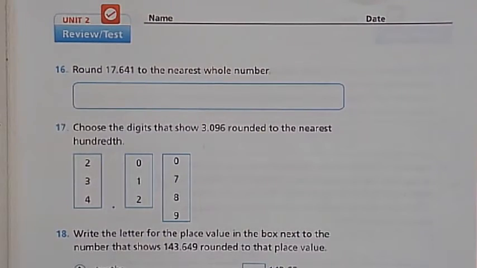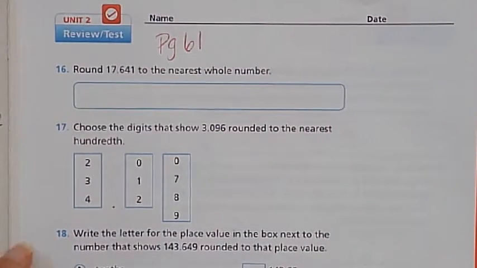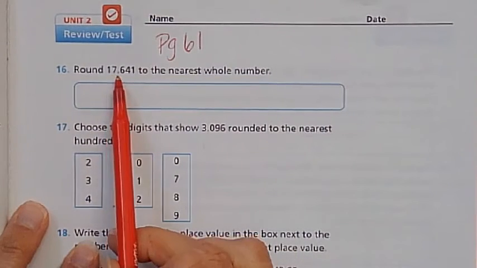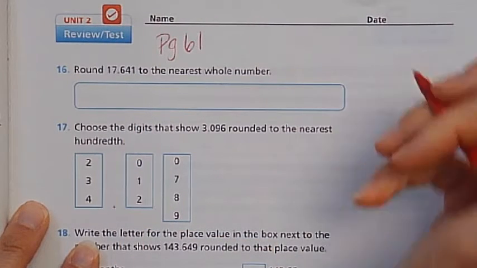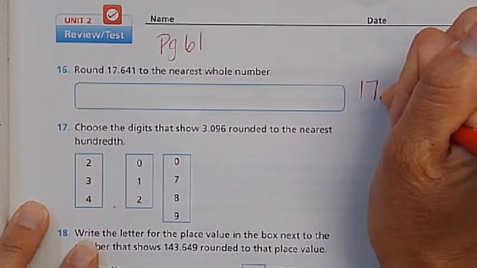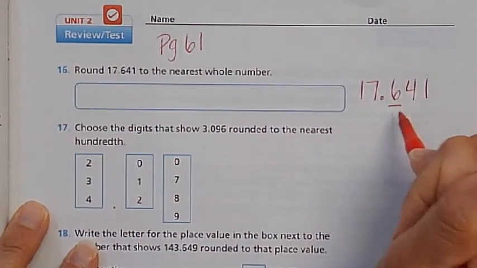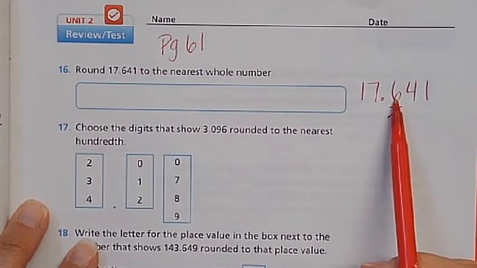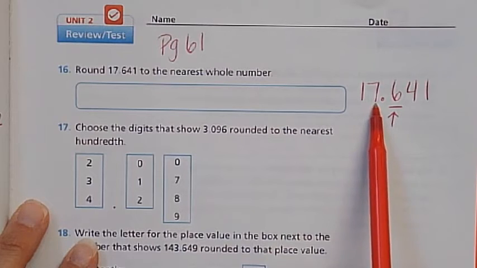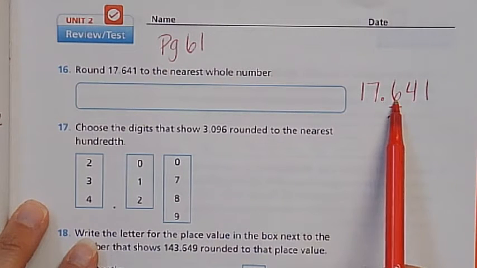All right, we are on page 61, starting with number 16. Round 17 and 641 thousandths to the nearest whole number. So I'm looking at 17.641. I need to be looking at the tenths place. The reason I'm looking at the tenths place is because it is the one right behind the whole one. So I'm thinking of the 6, and I'm thinking, is this more than halfway or less than halfway?